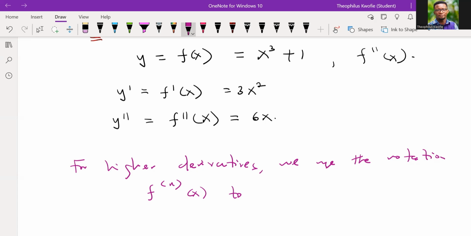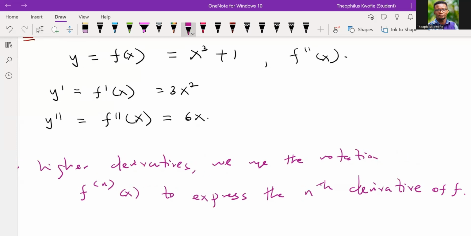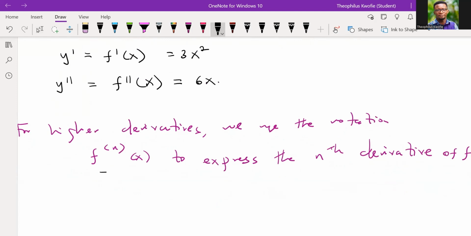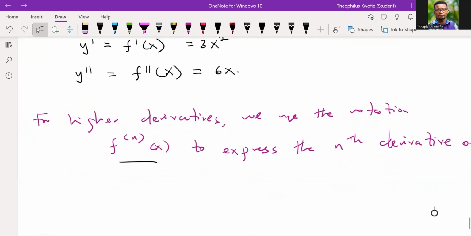But it's just to denote the nth derivative, okay? This is to express the nth derivative. I want us to take note. It's not just a power, but it's to express the nth derivative of f. So anytime you see something like this, we are trying to express the nth derivative of the function f. So I would want us to take note. We are okay. Very good.